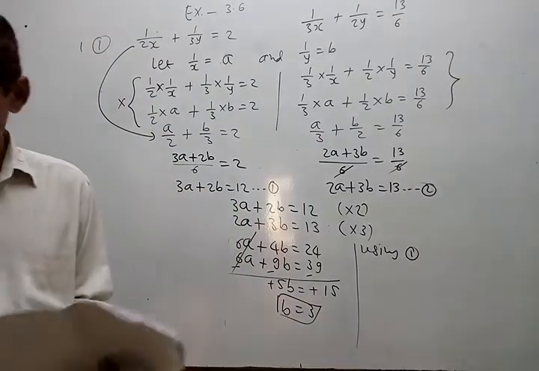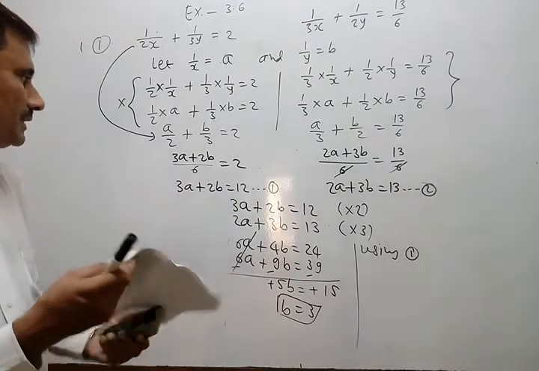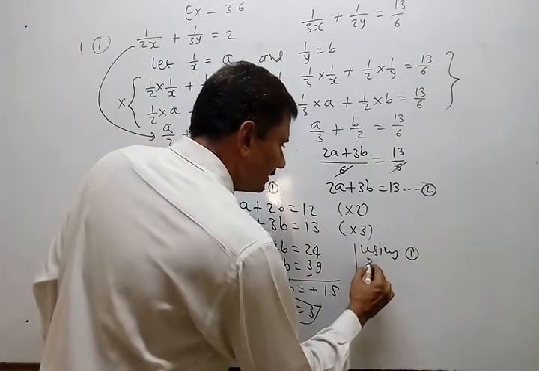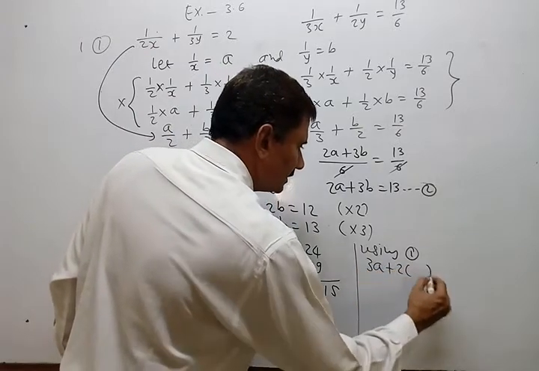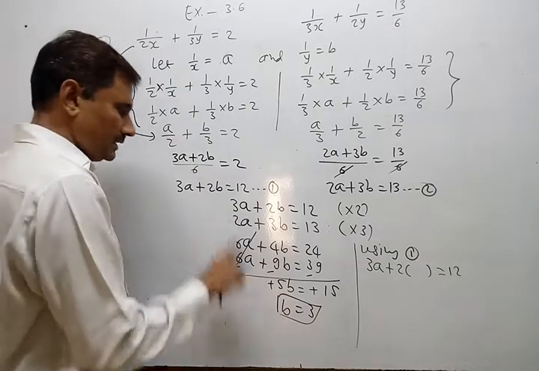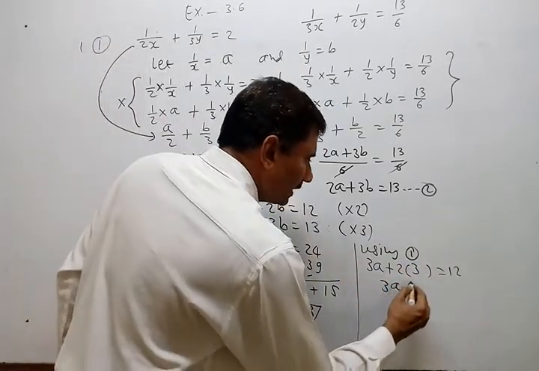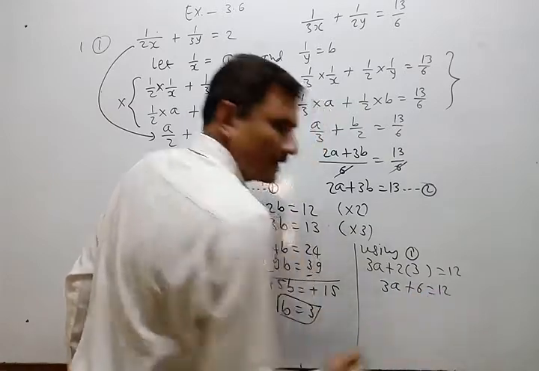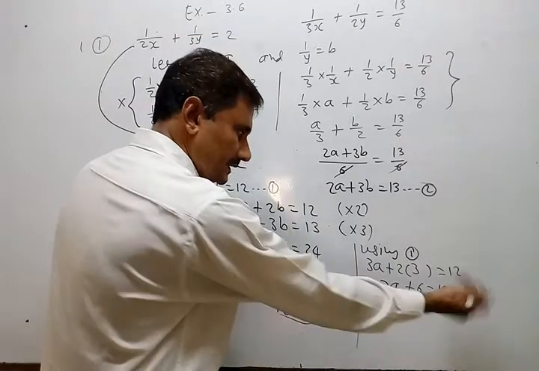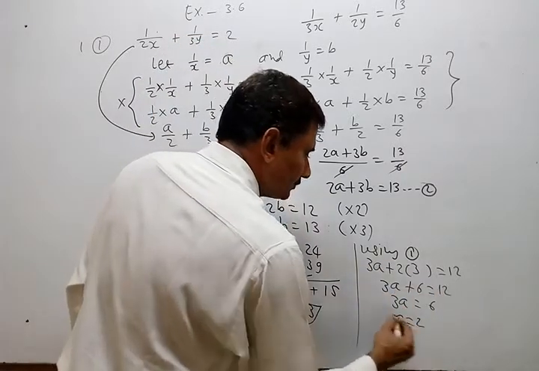Using equation 1, the first equation, 3a plus 2b equal to 12. But instead of b, write down 3. So 3a plus 6 equal to 12. So 3a equal to 6, 12 minus 6. A equal to 6 upon 3, which is 2.